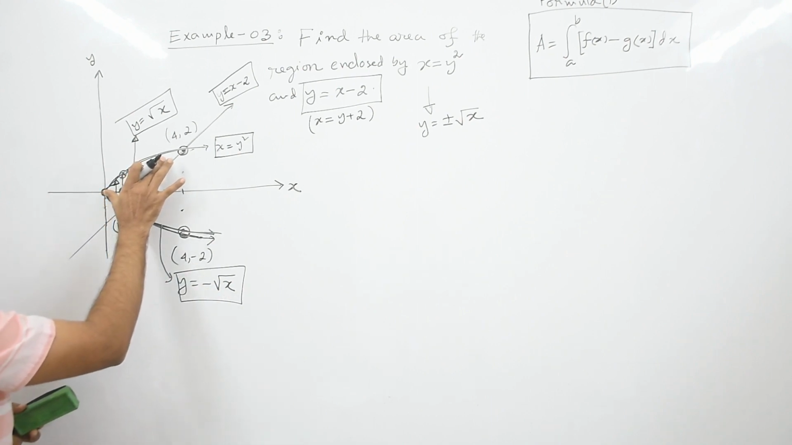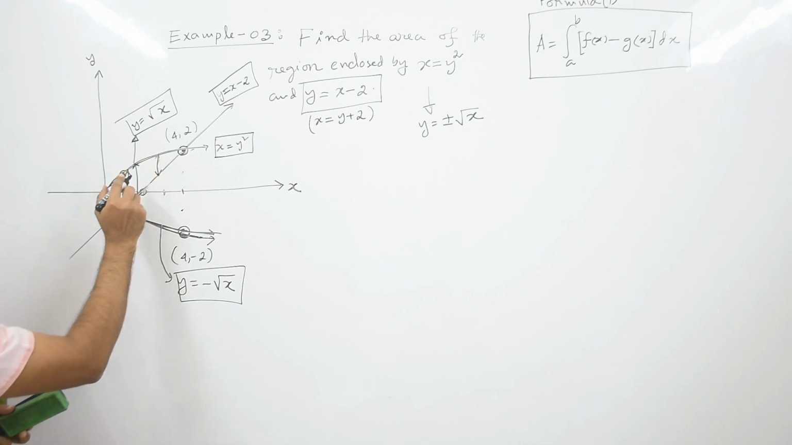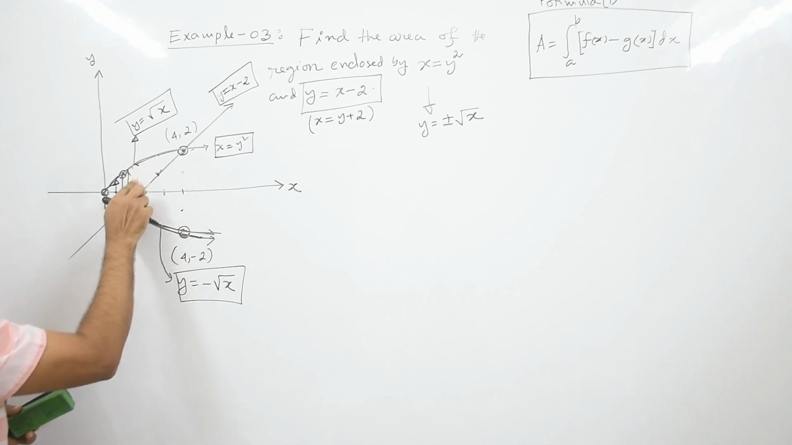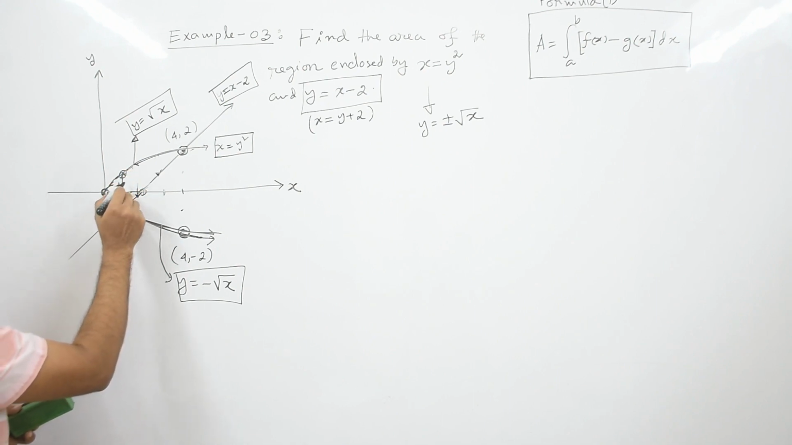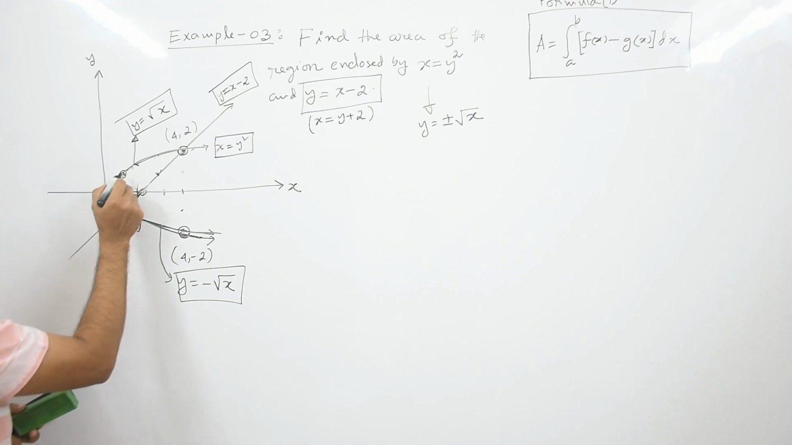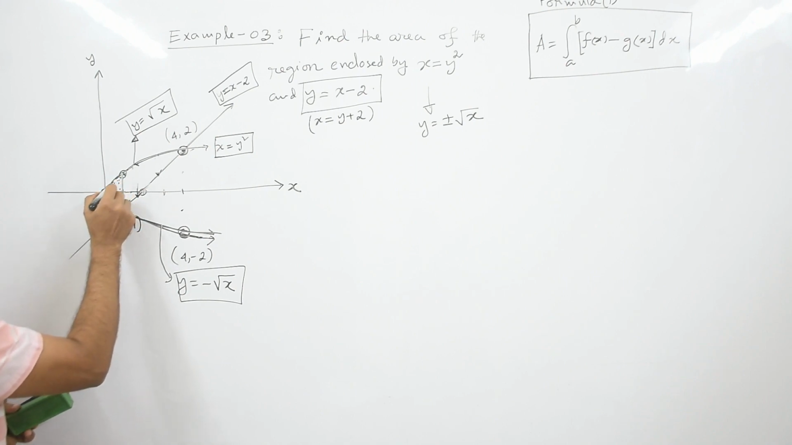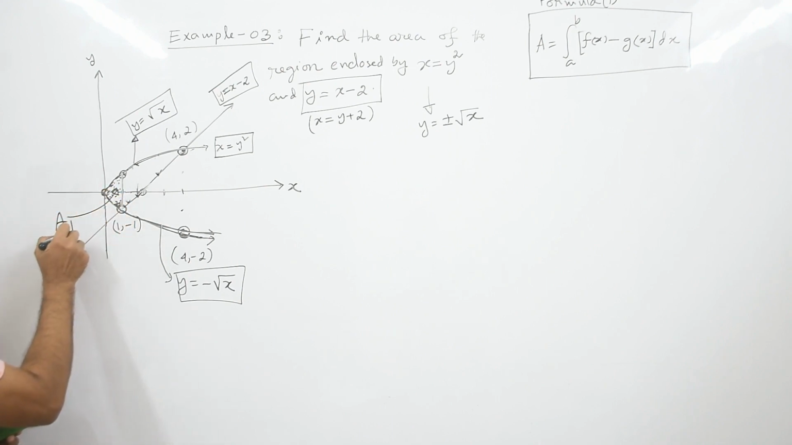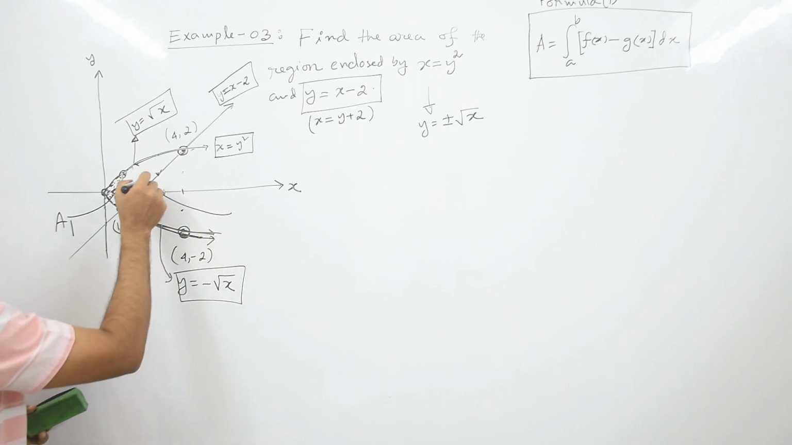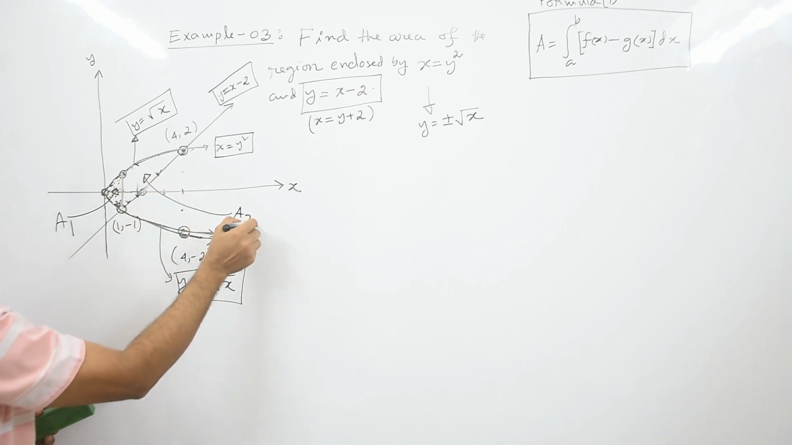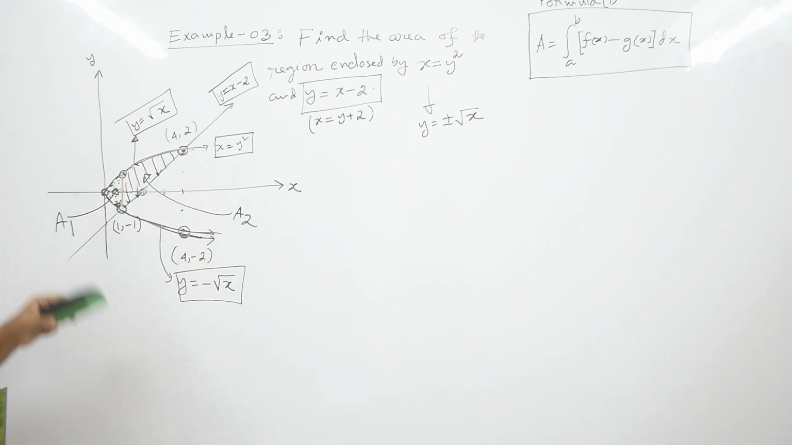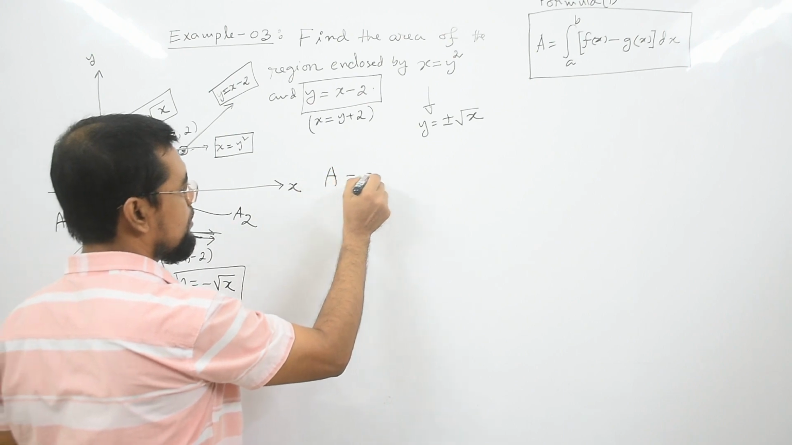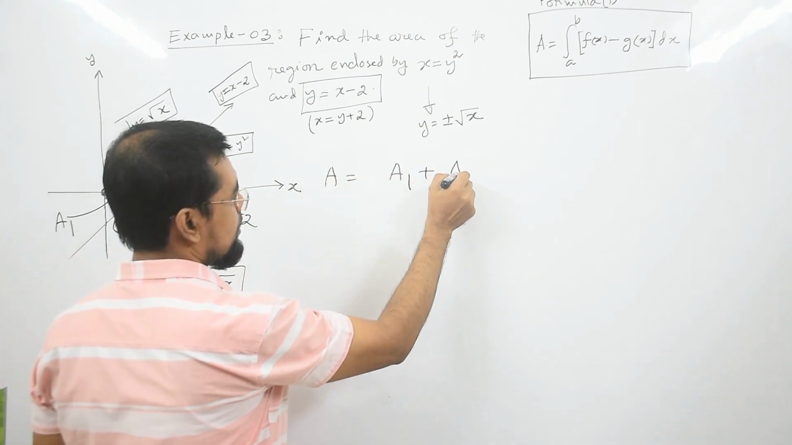So if you want to know the area of the whole region, you need to divide this region into two parts at x equal to 1. And you need to divide it here and calculate separately the area of this region, let's say A1, and the area of this region, let's say A2. So the whole area A will be A1 plus A2.